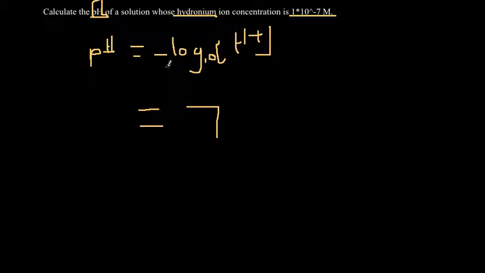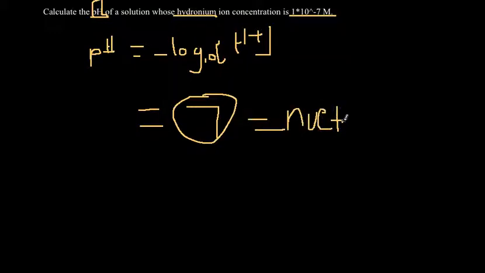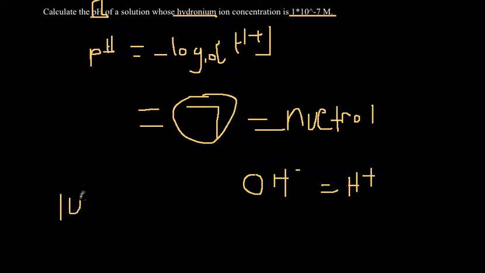Now, another way to do this problem is to use intuition. Just to plainly look at it, as you guys know, 7 is a neutral solution. So this solution is neutral. Now, in a neutral solution, the OH concentration is equal to the hydronium concentration. And also, the universal constant for solutions is that 10 raised to negative 14 equals the OH concentration multiplied by the H plus concentration.